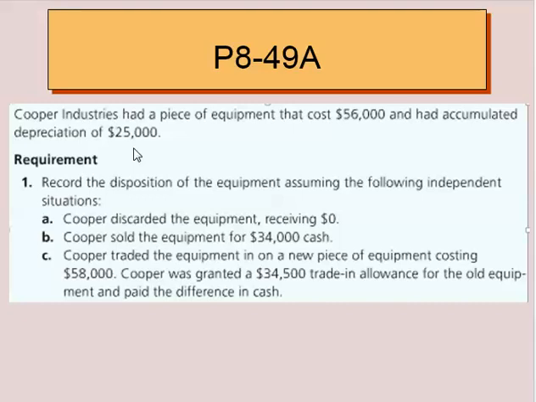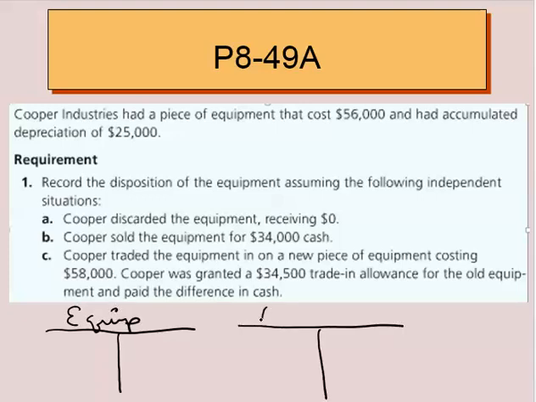If we have accumulated depreciation, well, let's draw a little T account here. So let's say we had equipment, and then we have our accumulated depreciation. Hopefully you know that equipment, which is an asset, carries a debit balance. So we would see $56,000 as the balance for our piece of equipment. And then our accumulated depreciation, which is a contra asset account, will carry a credit balance of $25,000.